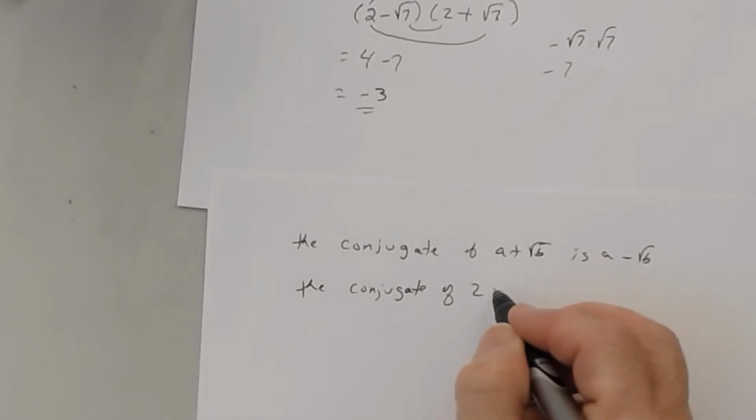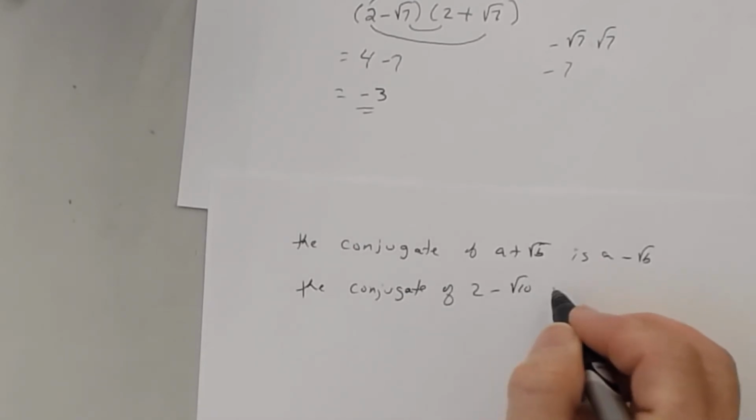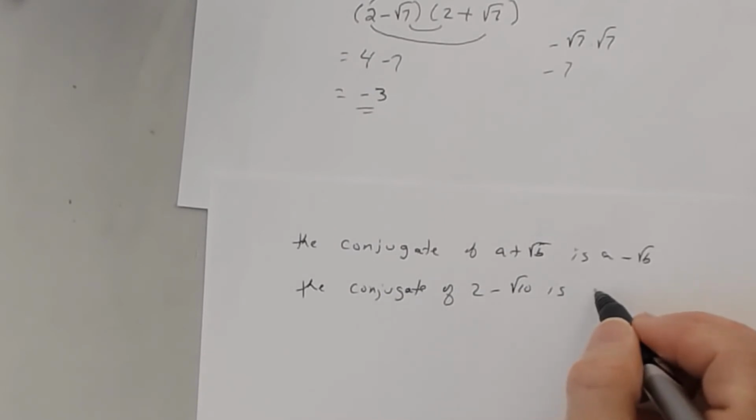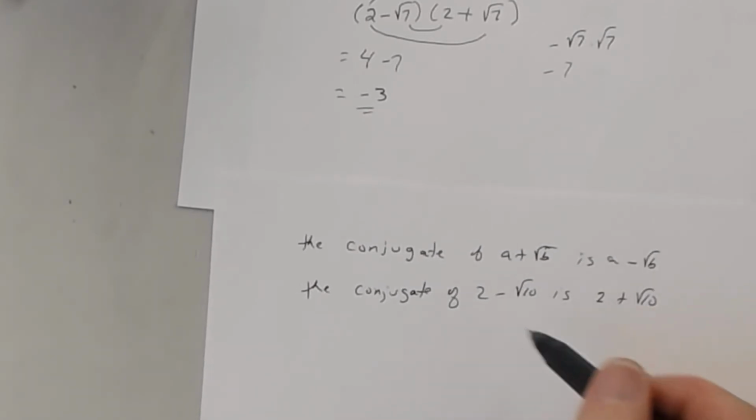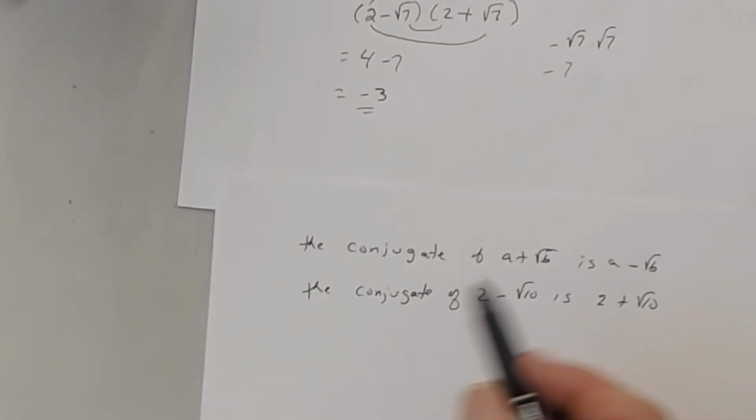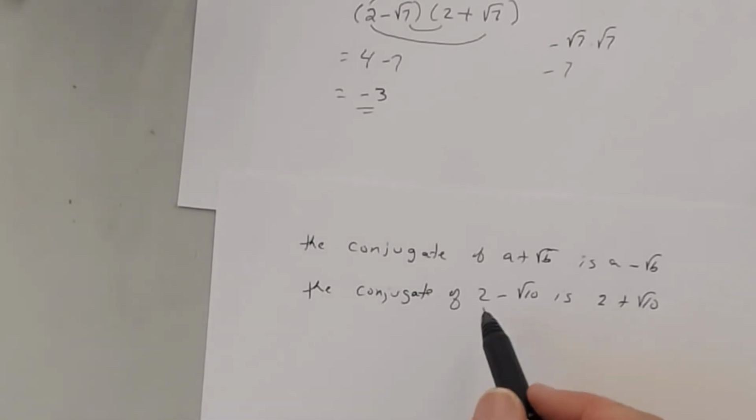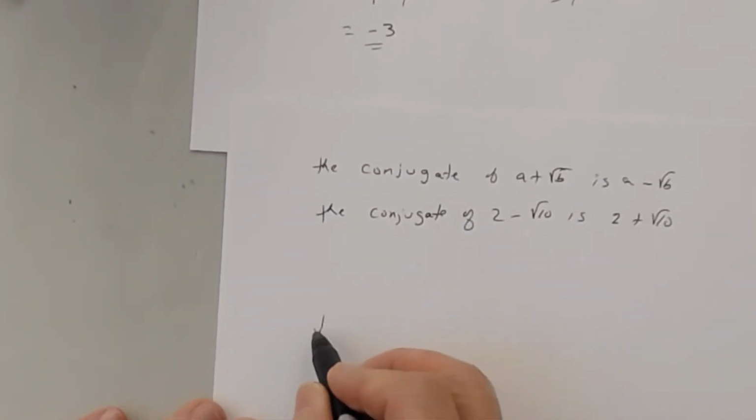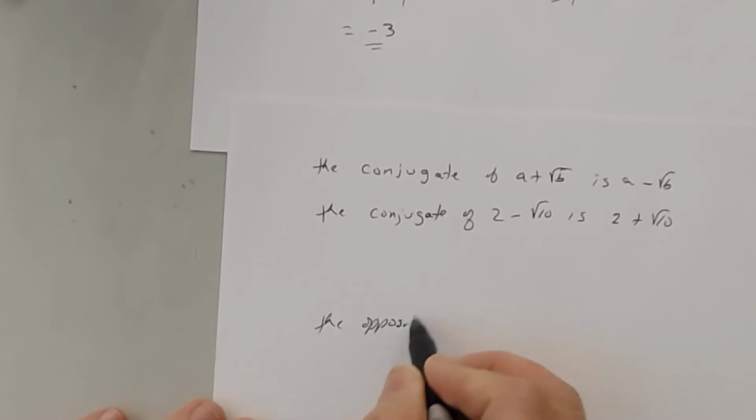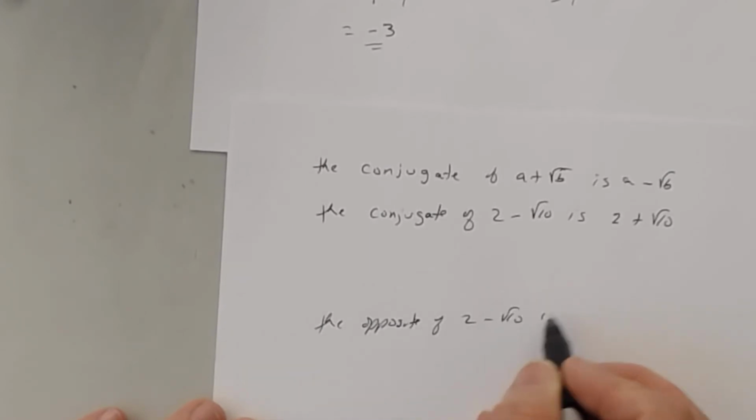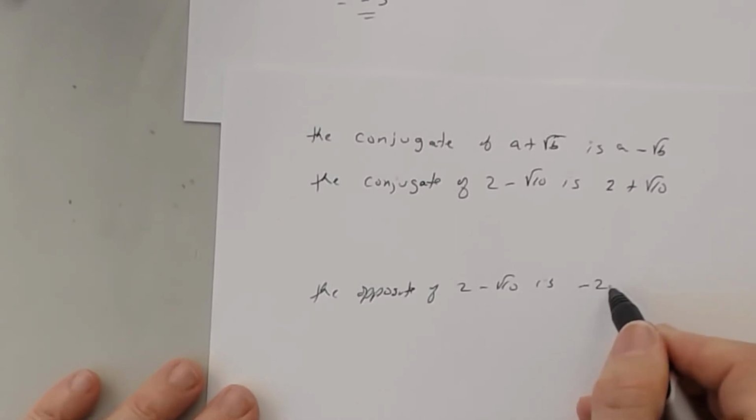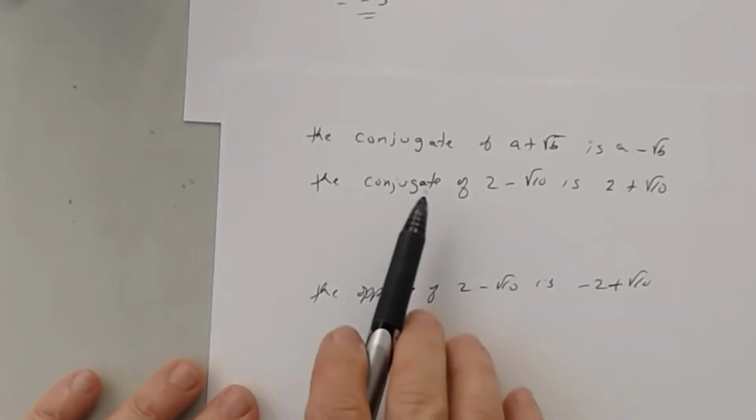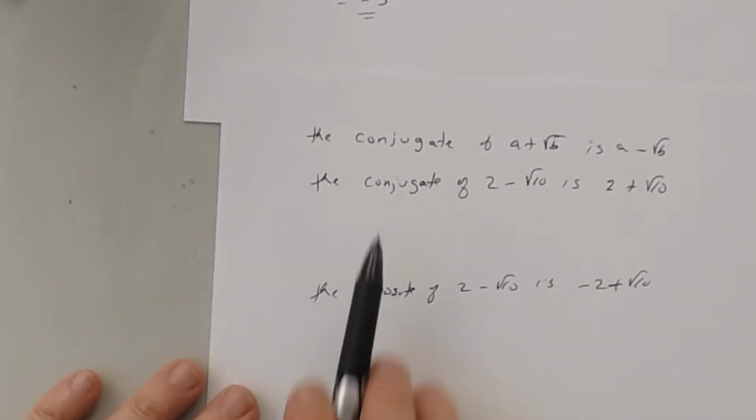So the conjugate of 2 minus the square root of 10 is what? 2 plus the square root of 10. So all you do is just change the sign of that second term. You understand? We're not taking the opposite, because the opposite of 2 minus the square root of 10 is what? Negative 2, plus the square root of 10. All right, so don't confuse the words conjugate with opposite. Those are two different things.